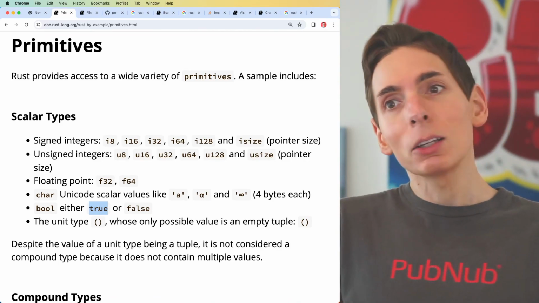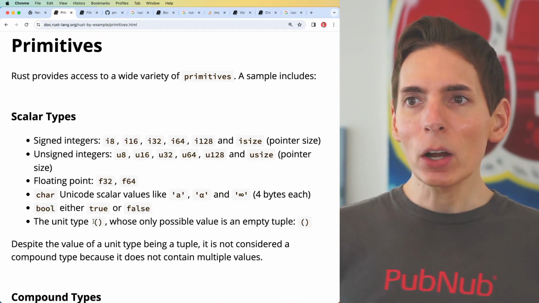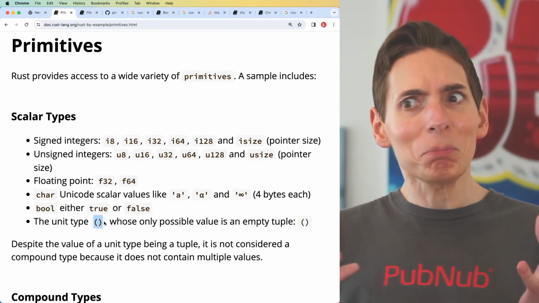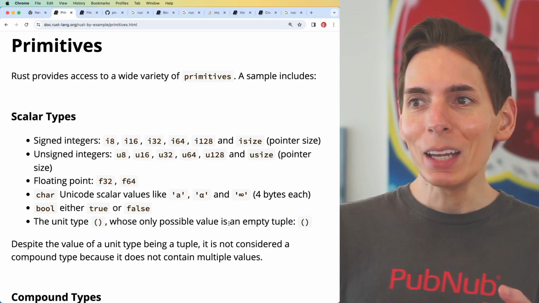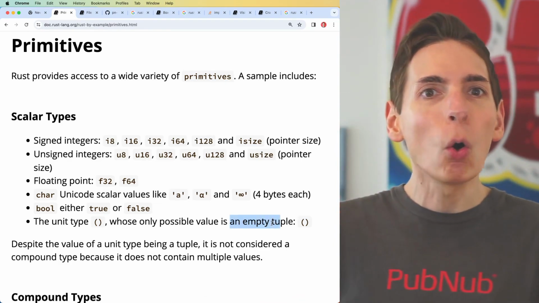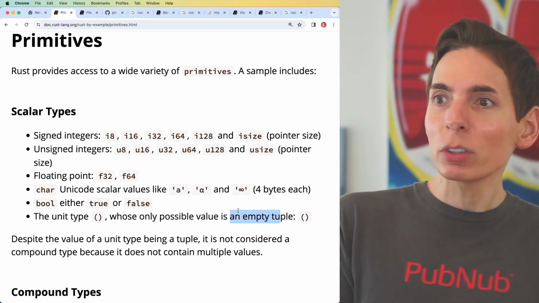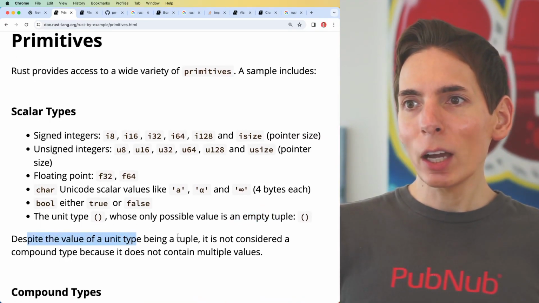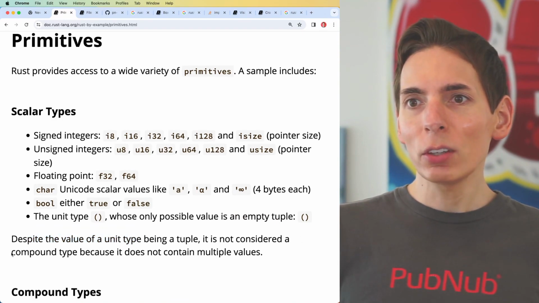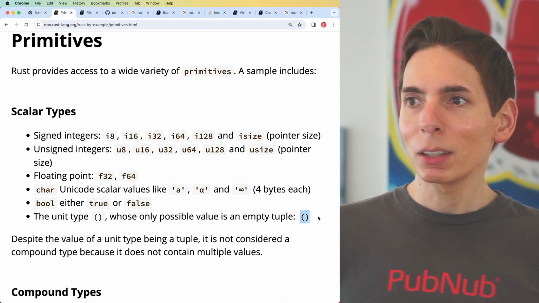But sometimes not, depending on how Boolean is used within the compiler and the programming language. And then we also have an empty type here, which is an empty tuple, representing that there's kind of nothing. It's kind of a null. This actually might be Rust's null. Essentially, it's nothing. Despite the value of a unit type being a tuple, it is not considered a compound type because it does not contain multiple values when it's empty like this.